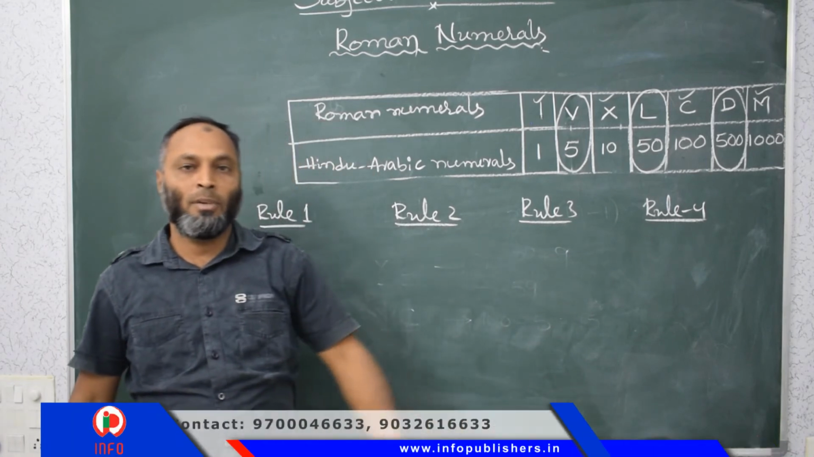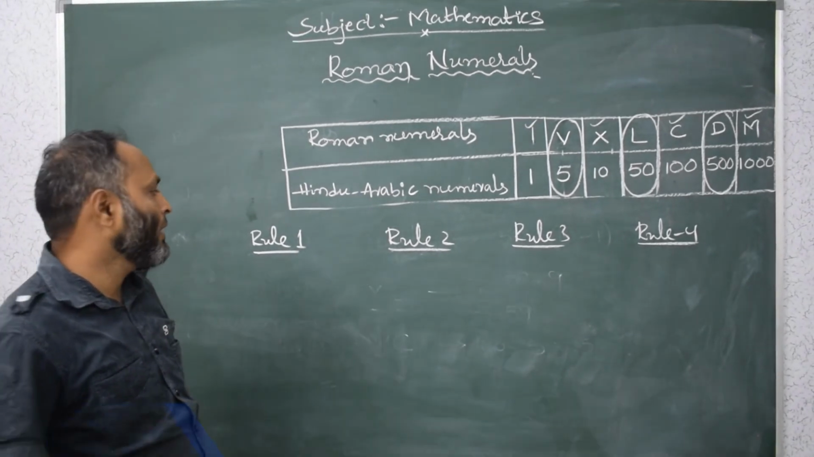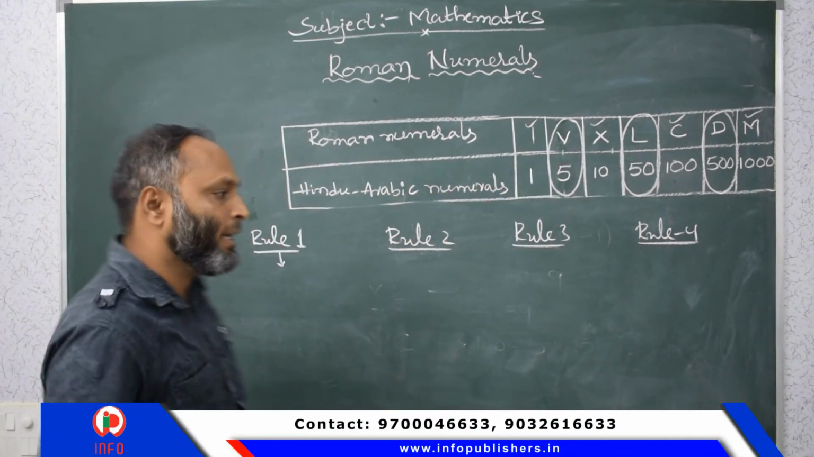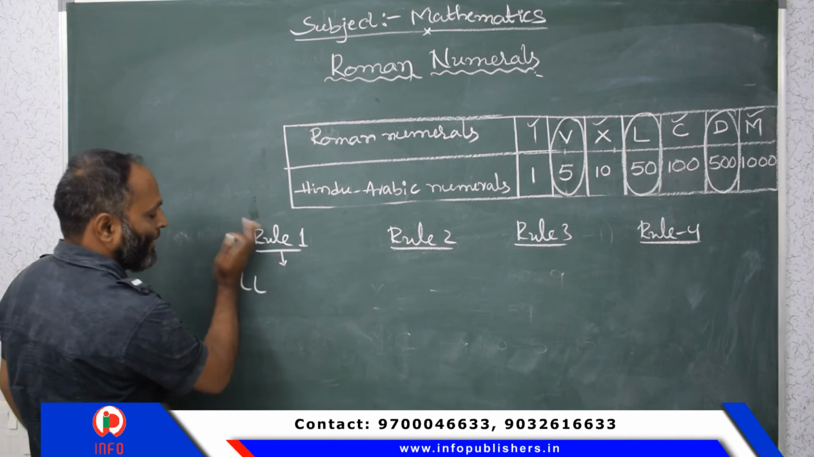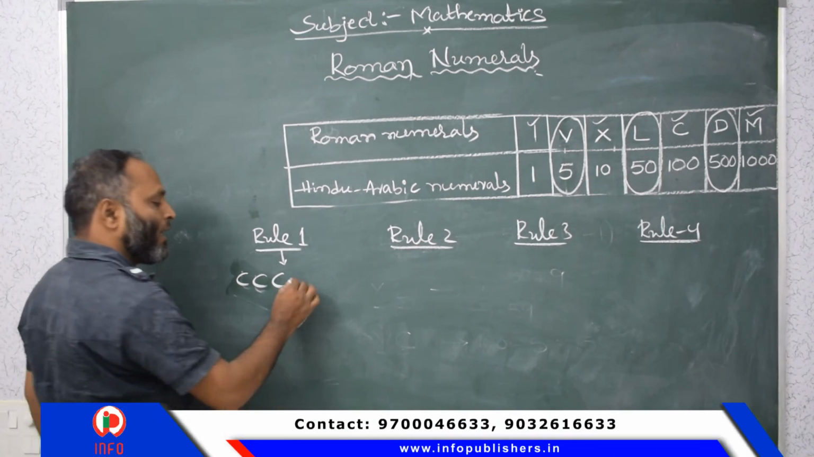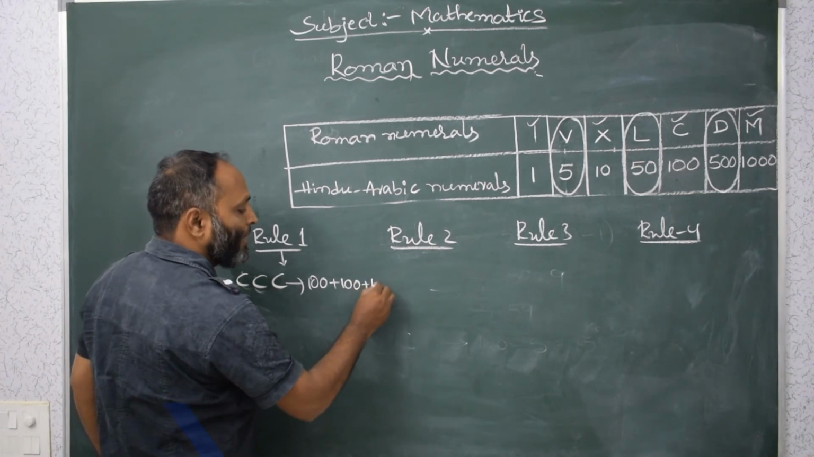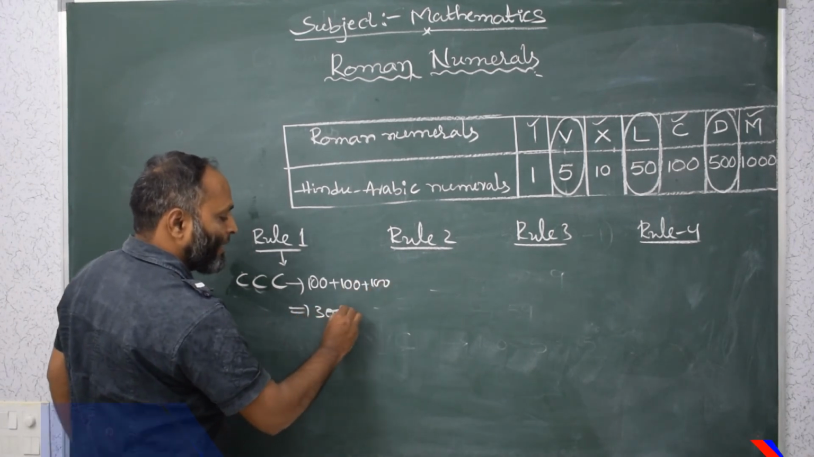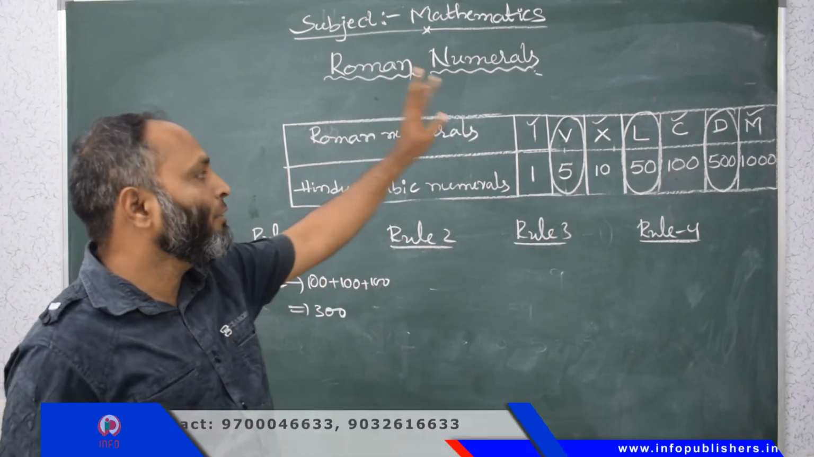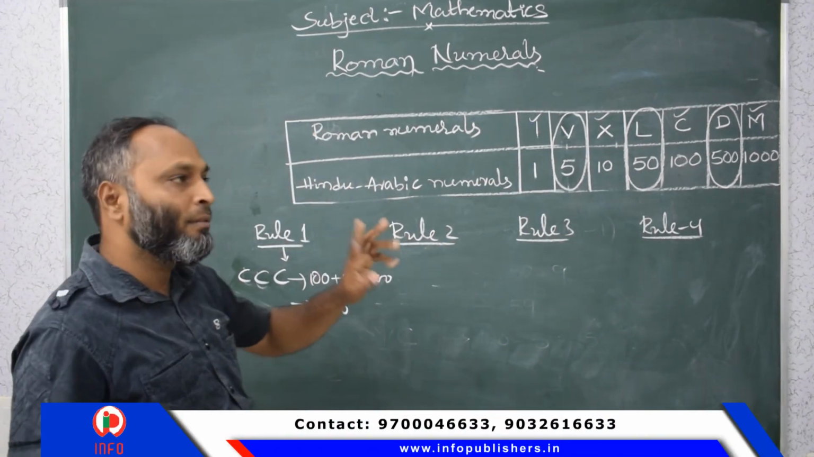Now again I want to explain in brief these 4 rules in Roman numerals. What are the rules? In the first rule, if a repeated numeral comes, like XXX, or C, C, C. If C comes 3 times, then how do we add? If the same number comes, then we have to add 100 plus 100 plus 100. This is 300. So in rule 1, in the Roman system, if any letter repeatedly comes, twice or thrice, then we have to add.